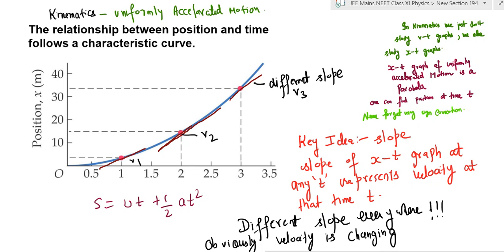But the key idea is even a uniformly accelerated motion has a slope. The idea of instantaneous velocity is still applicable, but we have a straightforward equation, v is equal to u plus at, also available to us. We don't really use any calculus to calculate these slopes.